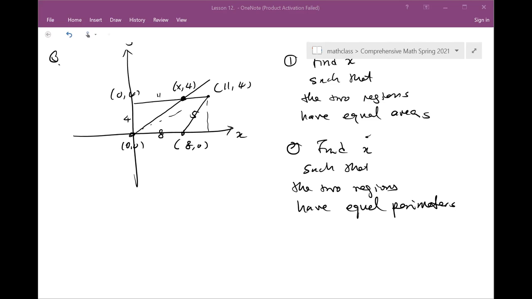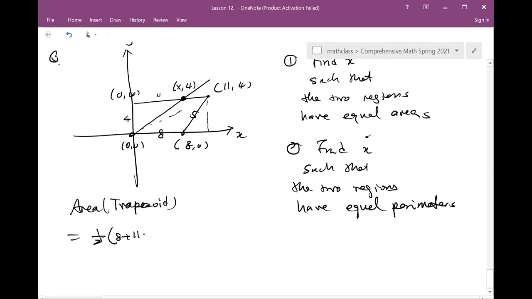Great, great. So find the area. What is the trick? You're going to divide the region into two equal areas, so you can determine what that area is. The area of the trapezoid is the average value of the top and bottom times the height. The bottom is 8, the top one is 11, and the height is 4. So basically this is 19 times 2.